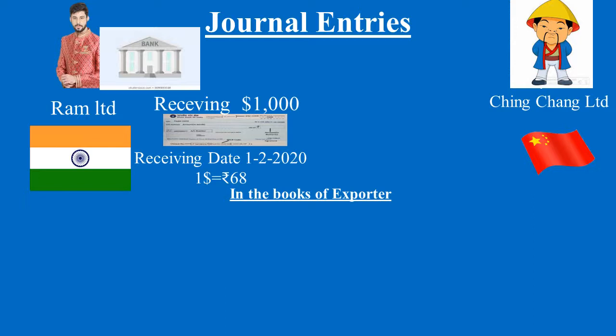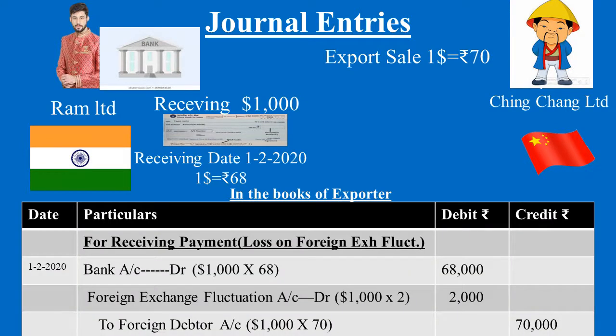What is the dollar rate at that time? 68 is the dollar rate. And at the time of export, the dollar rate was 70. So what will be the entry? Now here, since bank is the receiver of the benefit, bank account debit, how many dollars? 1,000. At what rate will it receive? It will receive at the rate of 68.